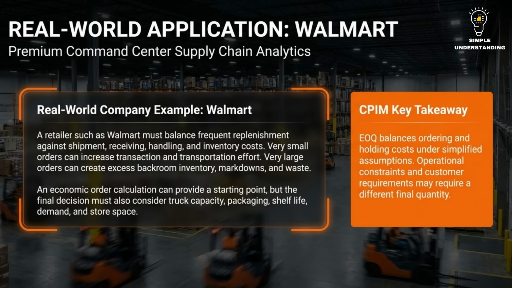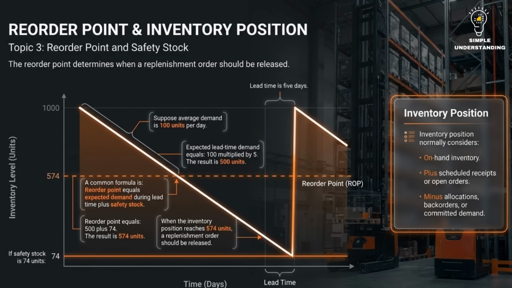CPIM key takeaway: EOQ balances ordering and holding costs under simplified assumptions. Operational constraints and customer requirements may require a different final quantity. Topic 3. Reorder point and safety stock. The reorder point determines when to replenish an order. A common formula is reorder point equals expected demand during lead time plus safety stock.